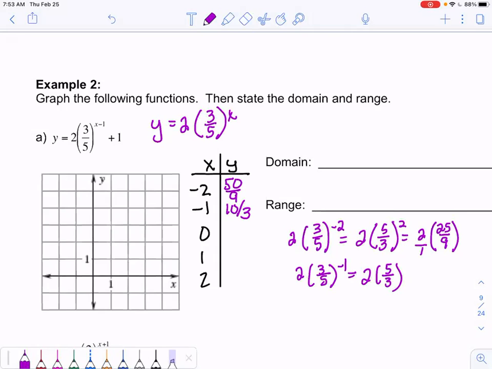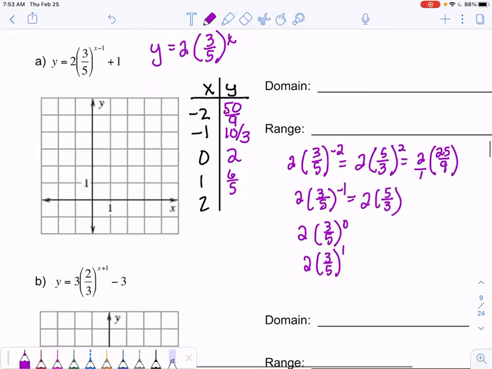Plugging in the 0, that one's nice, because any exponent to the 0 power is always 1. So that's nice because 2 times 1 is just 2. That's always going to be that first value there. That's your initial value. And then 2 times 3/5 to the first is 6/5. 2 times 3/5 squared is 2 times 9/25ths, which is 18/25.